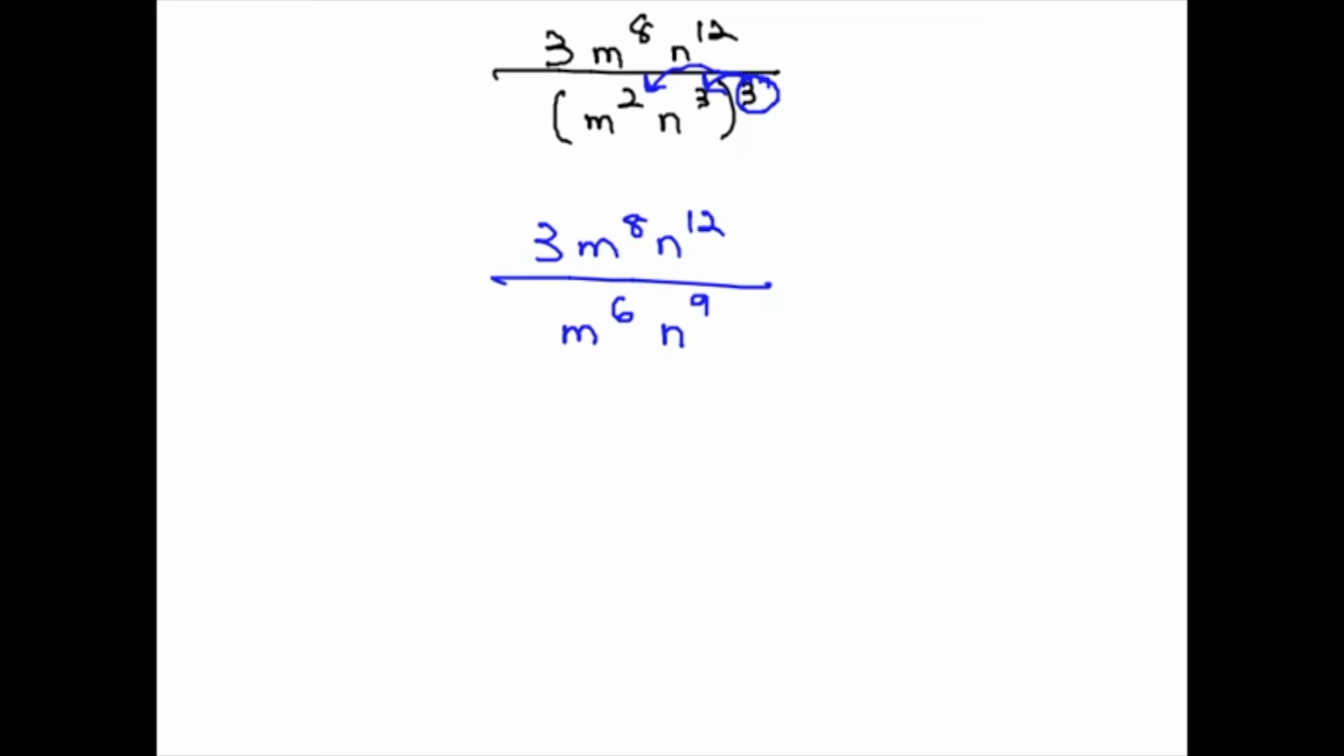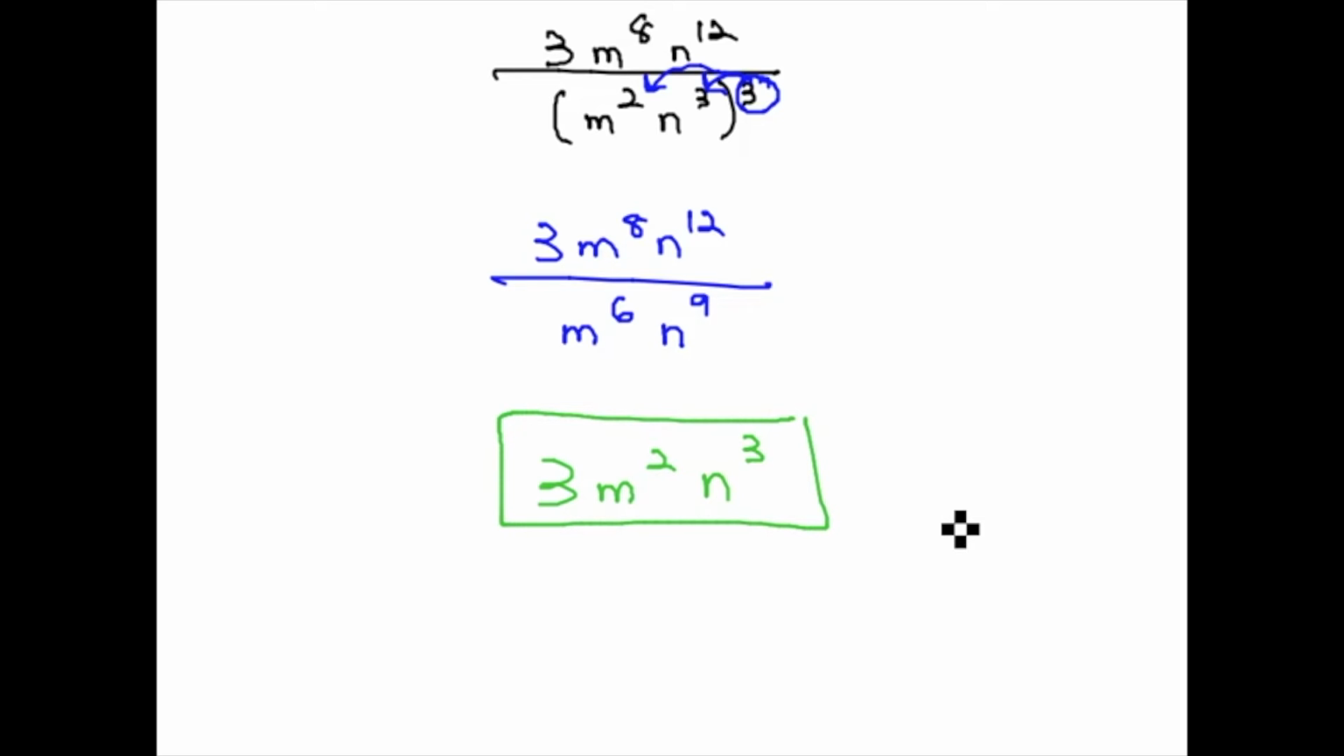After using the exponents, order of operations tells us to move on to multiplying and dividing. Here we are dividing, and we know that when dividing a base like m to the 8th and m to the 6th, the quotient rule asks us to subtract the exponents. The 3 has nothing to reduce with it, but on the m's, we have 8 m's, with 6 of them dividing out. 8 minus 6 leaves 2 behind. On the n's, 12 minus 9 leaves 3 behind.